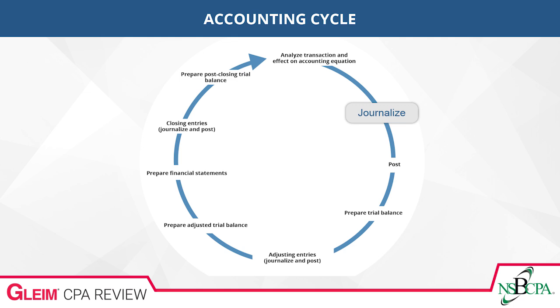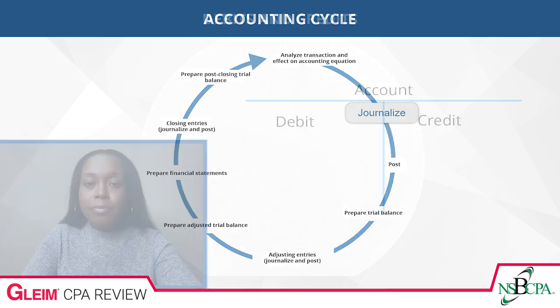Journalizing is where we record the transactions in the accounting journal. The journal is the chronological record of all the transactions that have occurred for the business. I hope you did a good job in understanding the analysis we just did on those 13 transactions, because journalizing is where we take that analysis and convert it to debits and credits.